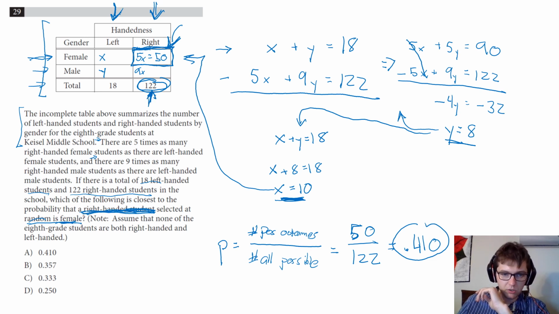Remember, only right-handed students, and you're only giving a positive outcome if they are female to get this 50 over 122, correct. So you end up with 0.410. 0.410 is A. A is your correct answer.